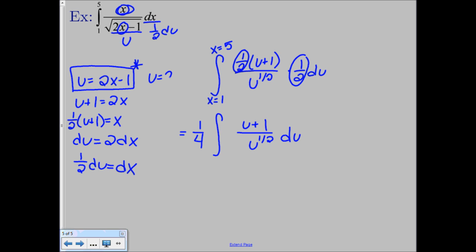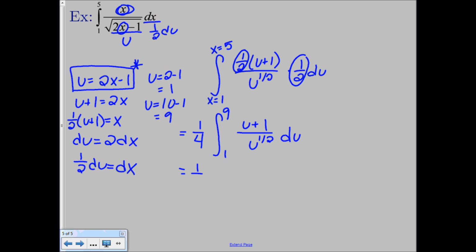And now if I plug in 1 for x into this equation again, I'm going to get u is equal to 2 minus 1, which is equal to 1. And then if I plug in the top limit of integration of 5, I'm going to get u is equal to 10 minus 1, which is just 9. So instead we're going to do the definite integral from 1 to 9 of this function.